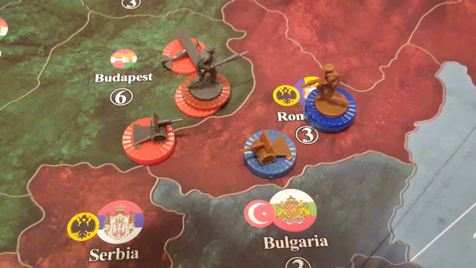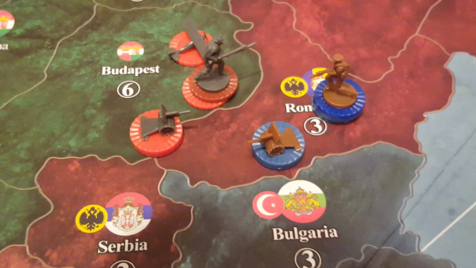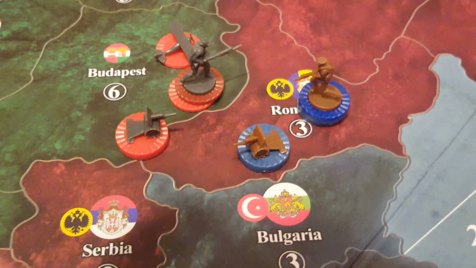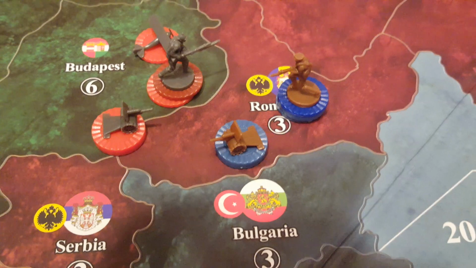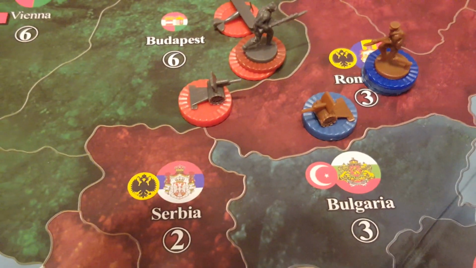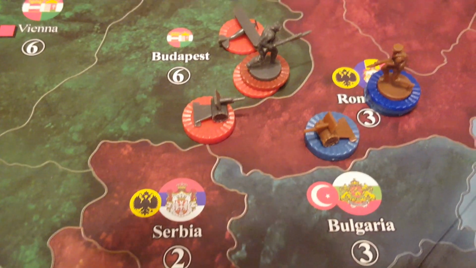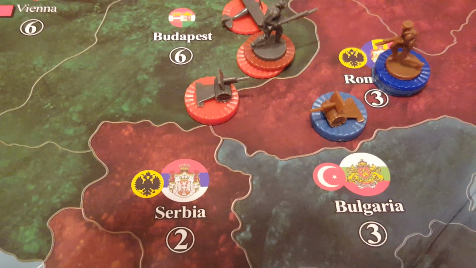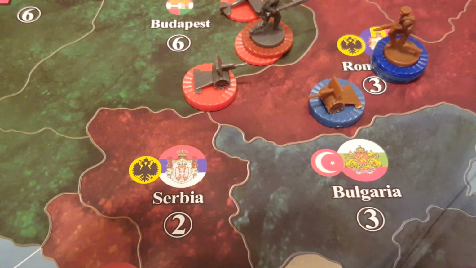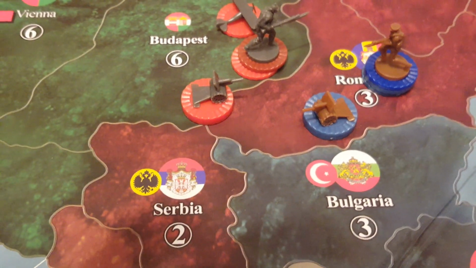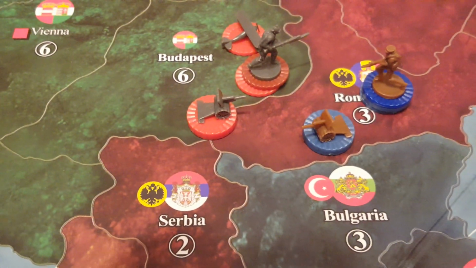And we have 7 infantry. So 4 of them will attack at a 2. 3 of them will attack at a 3. Now our artillery normally attacks at a 3, but because of air supremacy, our 3 artillery will actually attack at a 4. So that helps them out quite a bit.